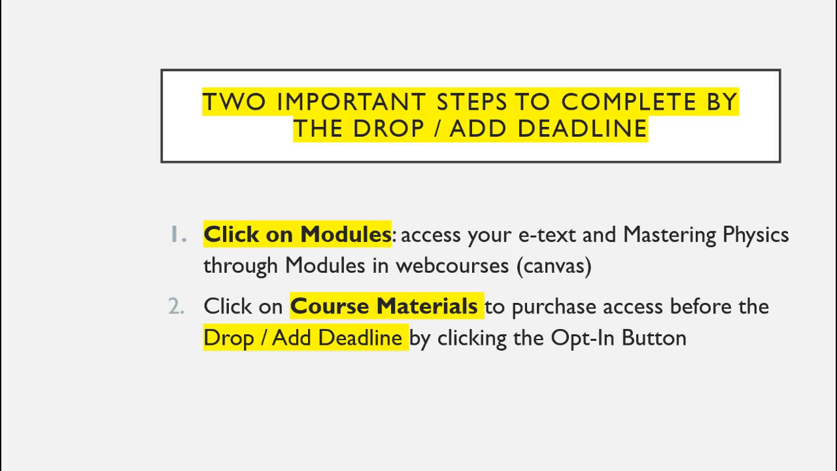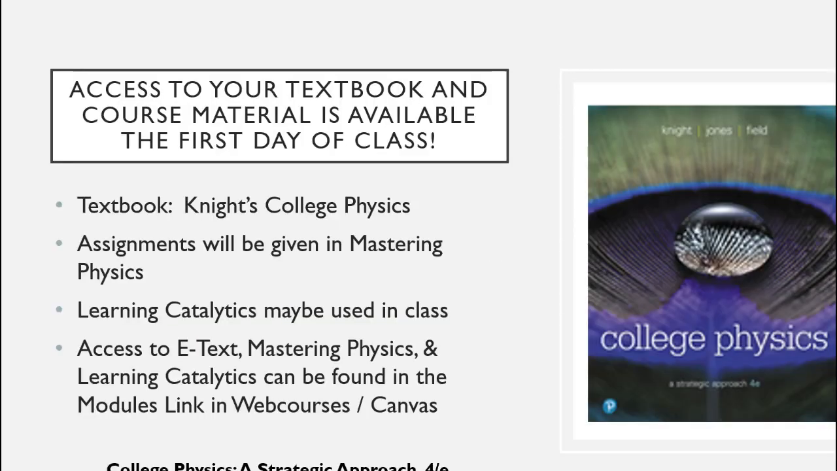There are two really important things to complete by the drop add period that comes up super fast. So, number one, make sure you click on modules after you log into web courses and access your e-text in Mastering Physics. And number two, once you're in web courses, look for the course materials button, and this is where you're going to opt in before the drop add deadline.